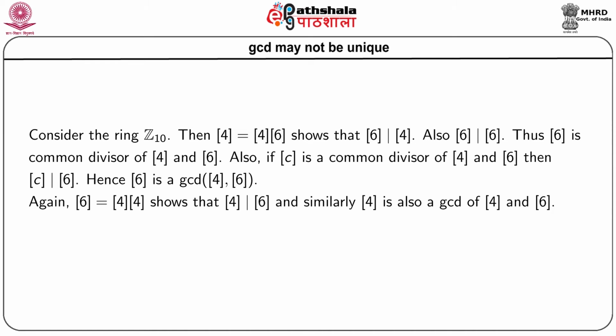Again, 6 is equal to 4 into 4, which implies that 4 is a divisor of 6. Also we have 4 is a divisor of 4, from which it follows that 4 is also a GCD of 4 and 6. Thus, we see that though in Z and in the polynomial ring F[x], where F is a field, we get GCD unique, on a general commutative ring with 1, there may be more than one GCD.